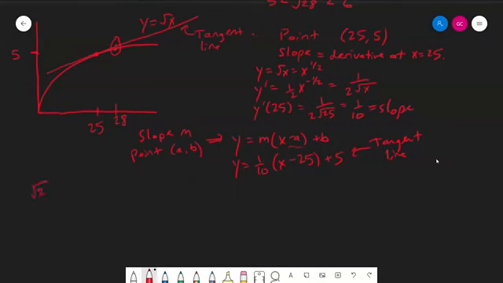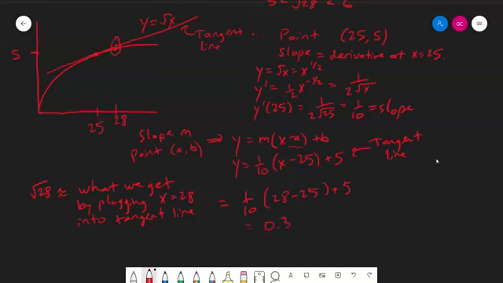Okay, so the square root of 28 is approximately equal to what we get by plugging x equals 28 into the tangent line. So in other words, I want 1/10 of (28 minus 25) plus 5. Well, 28 minus 25 is 3, and 3/10 is just 0.3. So our approximation becomes 5.3.